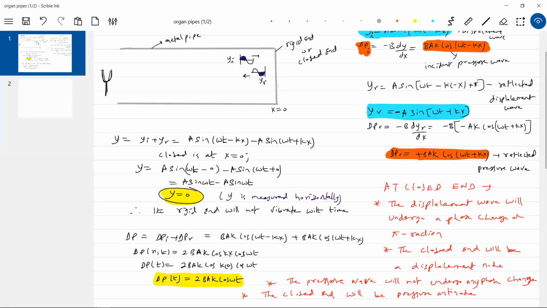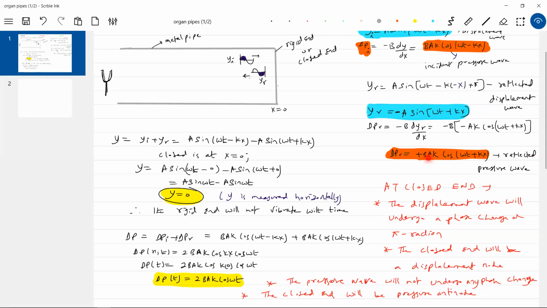Okay, let's come to this one. What do we have? Here the incident is plus BAK. Plus BAK means compression. And what are we getting? Again, the reflected wave is plus BAK. So shall we say that at the closed end, if a compression arrives here, the reflected wave will be compression. So the nature of the sound signal will not change. What do you mean by nature? Compression and rarefaction is what we express, no?